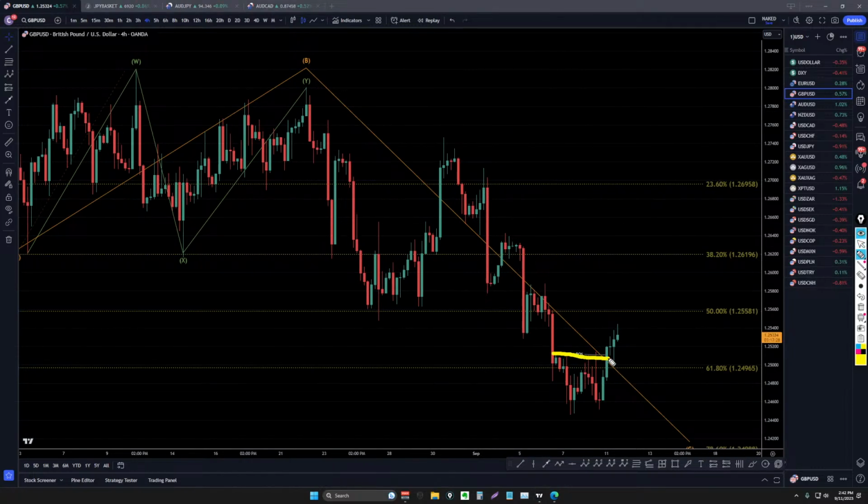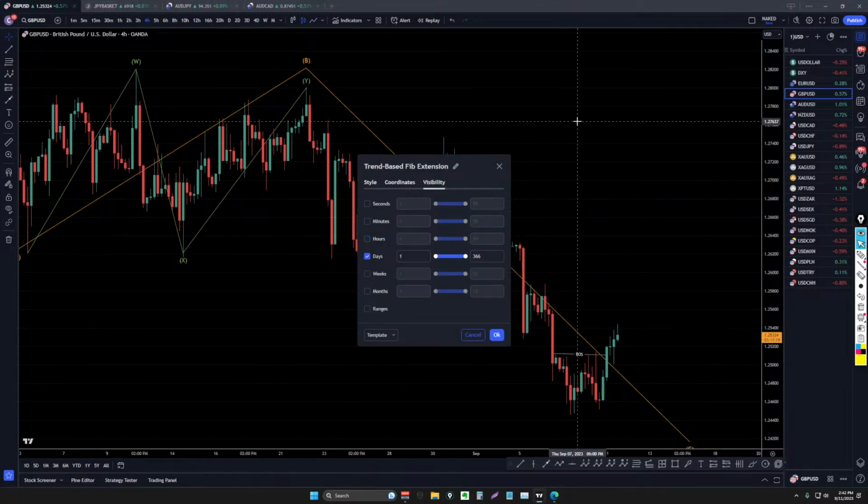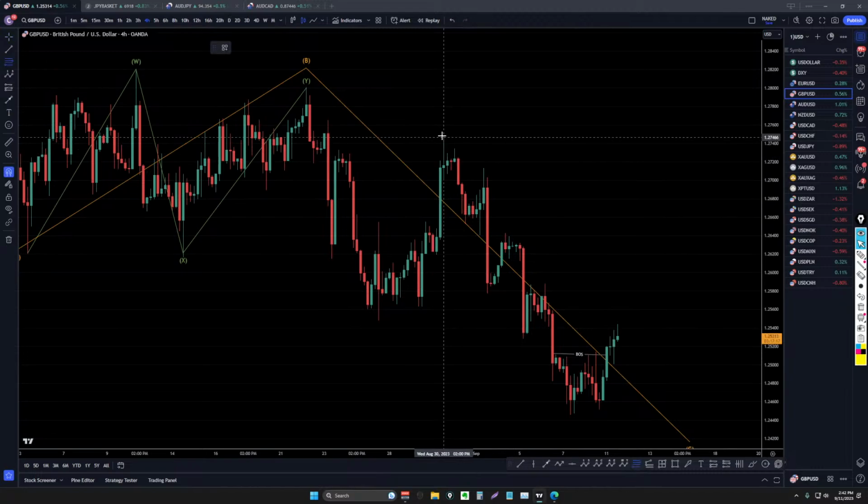So we do have a break of structure on this one. So that to me proves that this whole move down is complete. So if that move down is complete, probably the best bet for us is to get rid of this on the short time frames and put a Fibonacci retracement on there.